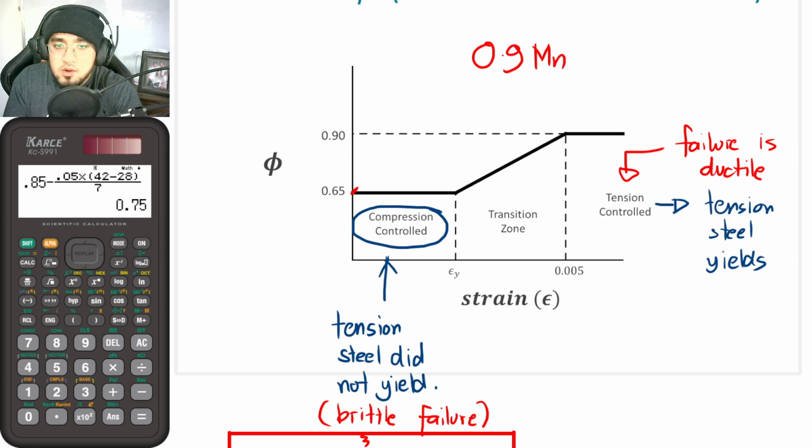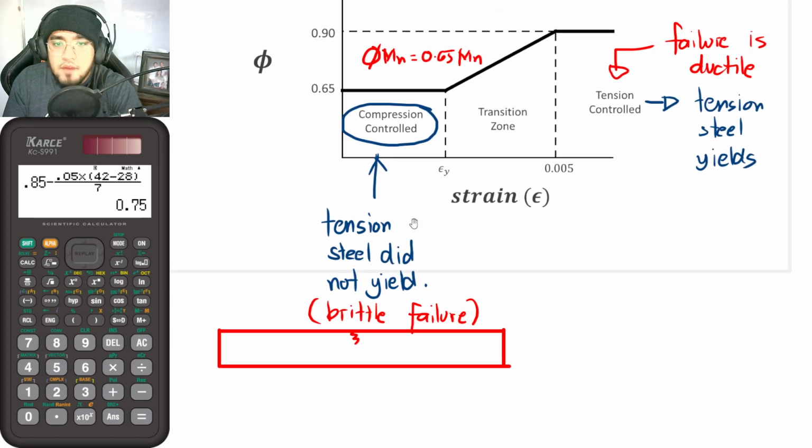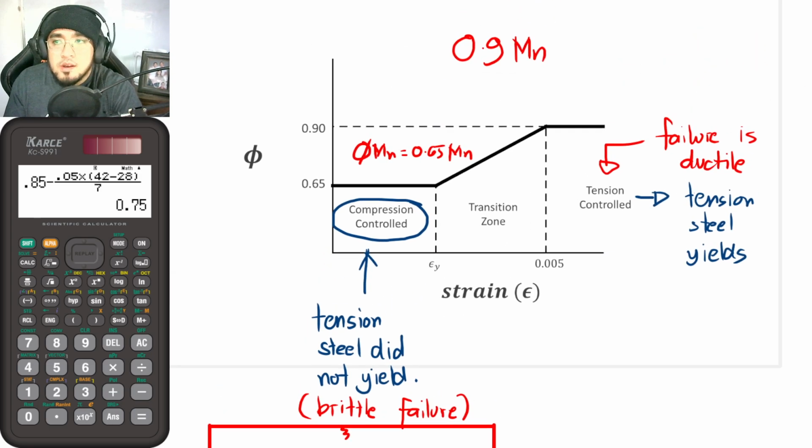So for compression controlled, as you can see here, the value of phi is 0.65, so phi Mn is equal to 0.65 times Mn. Since the failure here is not really advisable, as you can see, it has a brittle failure, so we cannot really maximize its strength. With that, guys, our factor of safety would be a lot bigger, and thus our reduction factor would be smaller for our factor of safety to become bigger.